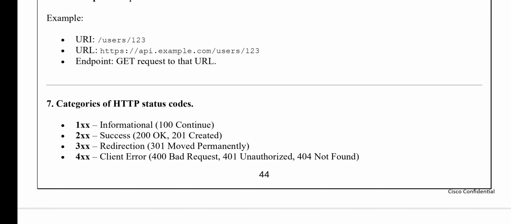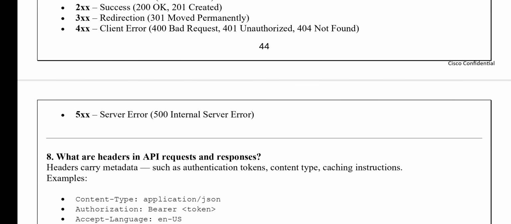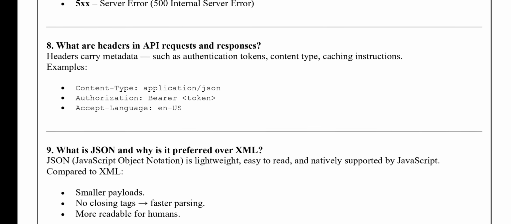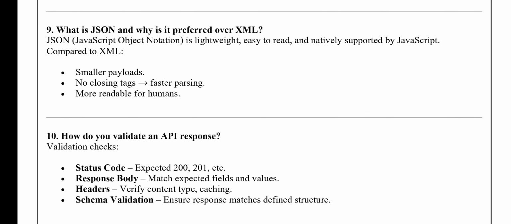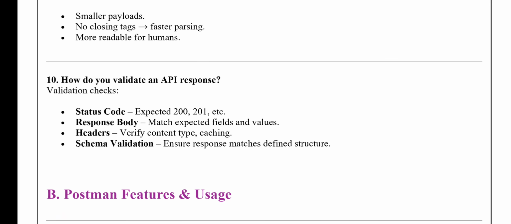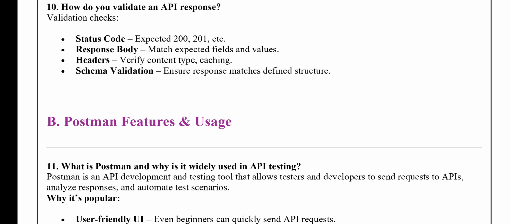What are the categories of HTTP status codes? What are headers in API requests and responses? What is JSON and why is it preferred over XML? How do you validate an API response?